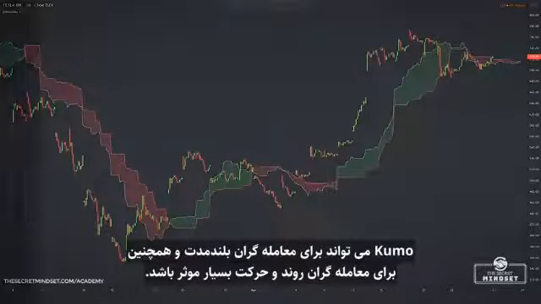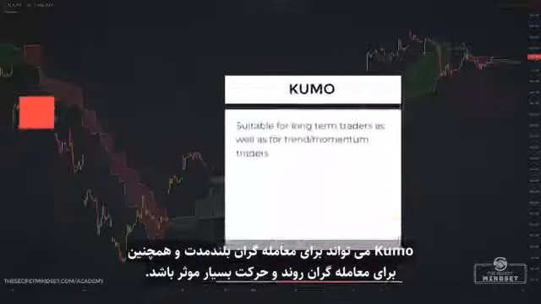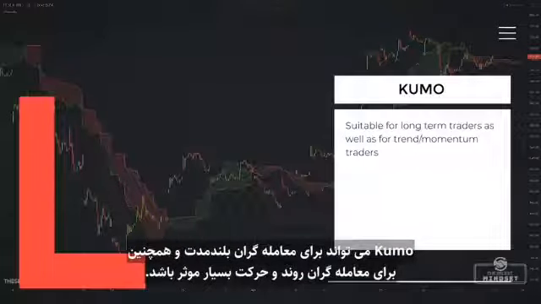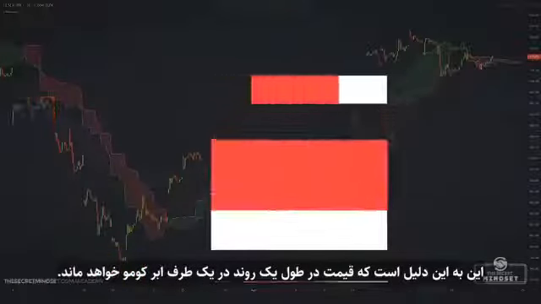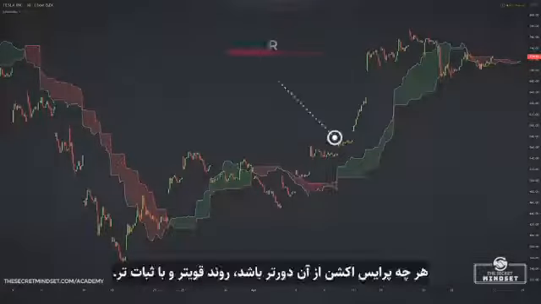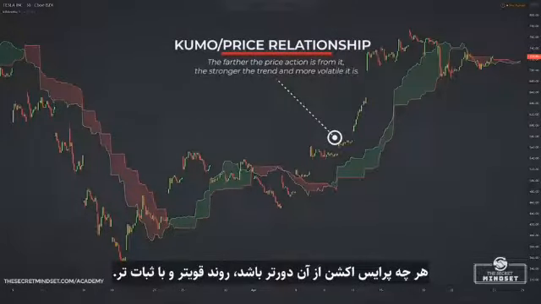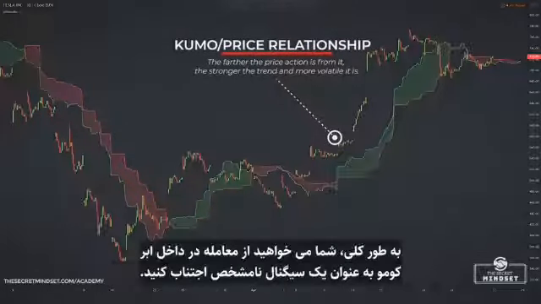The Kumo can be very effective for long-term traders, as well as for trend and momentum traders. This is because the price will stay on one side of the Kumo cloud during a trend. The farther the price action is from it, the stronger the trend and more volatile it is.